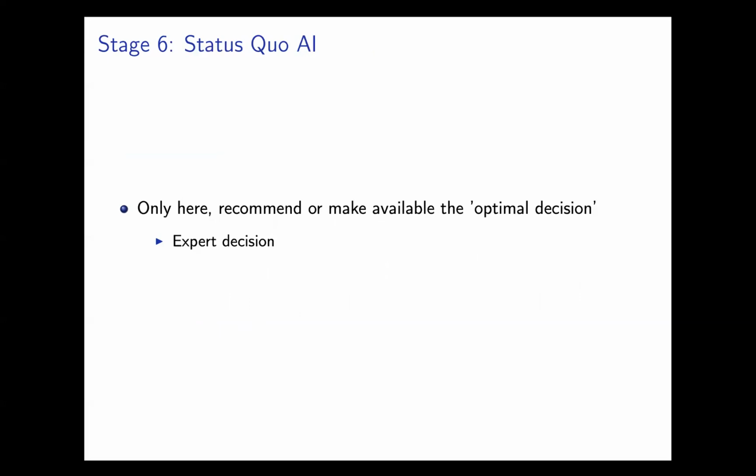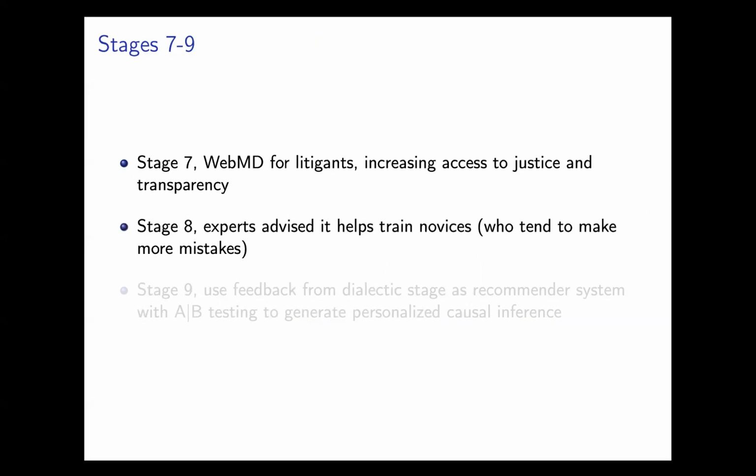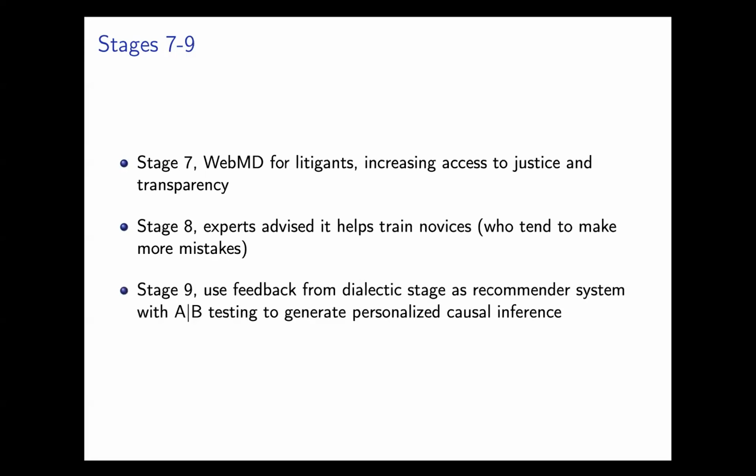Now, there can also be stages 7 through 9, among many others, for example, WebMD for litigants, letting them access this information, access to justice, and increasing transparency. Or stage 8, use it to train the novices who might make more mistakes, or use the feedback from the dialectic stage as a recommender system with A/B testing to generate personalized causal inference. So when someone has this private information and conveys it to the AI, it could then in turn feed this information to the others that are similar types of cases.